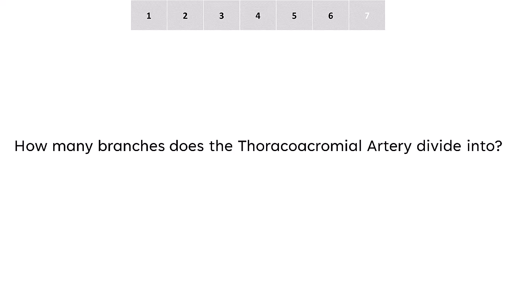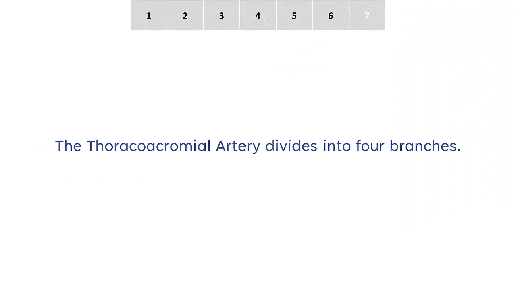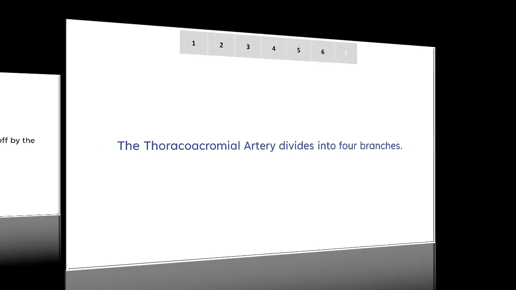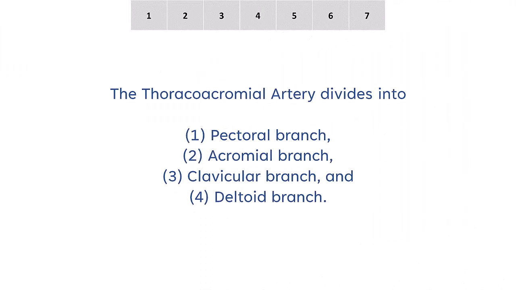How many branches does the thoracoacromial artery divide into? The thoracoacromial artery divides into 4 branches. What are the names of the 4 branches given off by the thoracoacromial artery? The thoracoacromial artery divides into pectoral branch, acromial branch, clavicular branch, and deltoid branch.